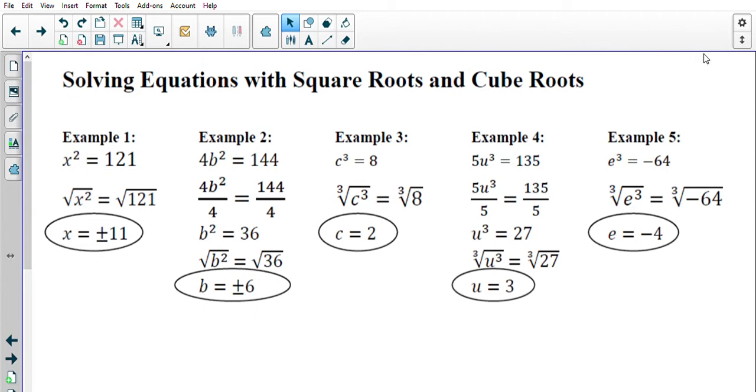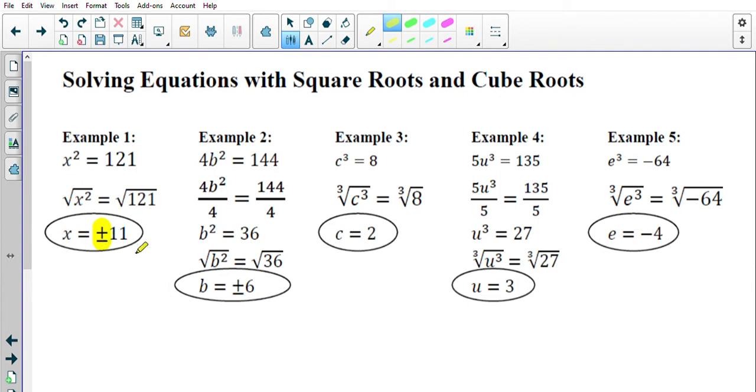So example 1, it says x squared equals 121. So if I want to solve this equation, to undo squaring a number, I take the square root of the number. When I take the square root of x squared, I end up getting x. When I take the square root of 121, I get 11. Now you're going to notice something that's new here. I'll highlight this. This is our plus or minus symbol that we saw in our last lesson, or very recently. But we've got plus or minus 11.